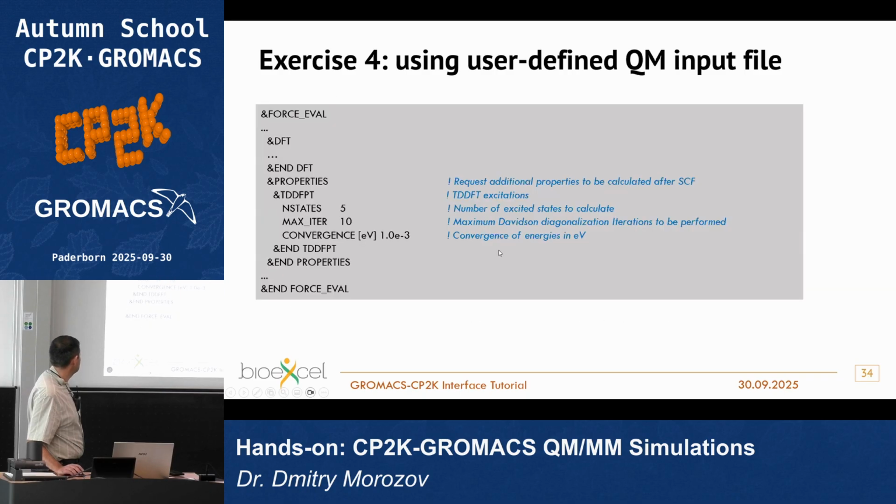Okay. And how to do this in CP2K, you just add an additional section which is called properties, and here you just calculate 5 states with TD-DFT.